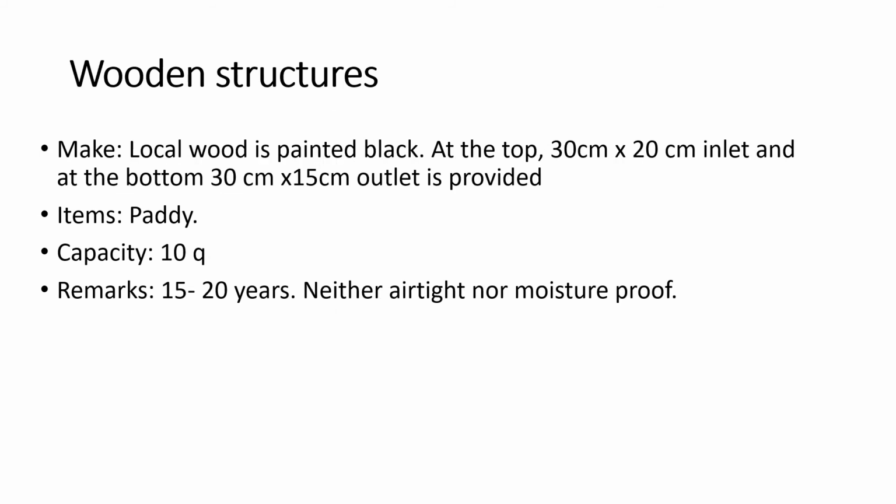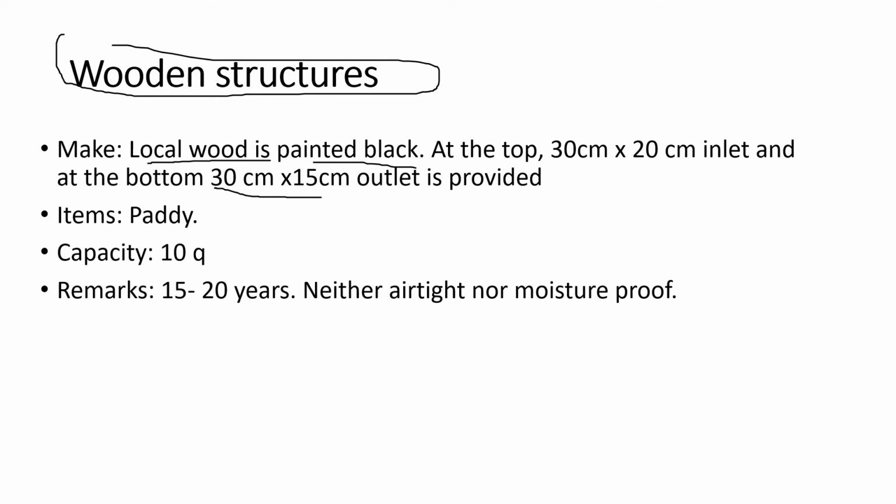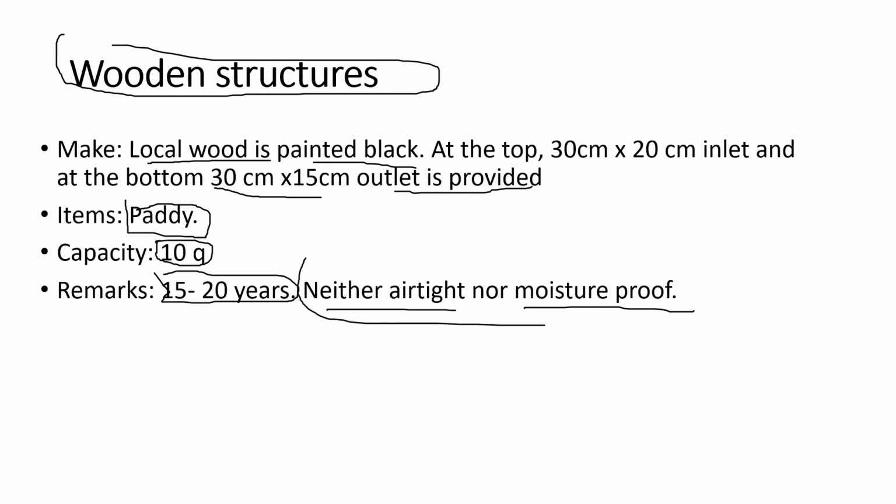The next method is the wooden structures. It is made of local wood which is painted black, with a dimension of about 30 by 20 at the inlet, and at the bottom a dimension of about 30 by 15 where an outlet is provided. It mainly stores paddy, has a capacity of about 10 quintals, and a massive shelf life of about 15 to 20 years, but it's neither airtight nor moisture proof. That's a drawback for wooden structures.